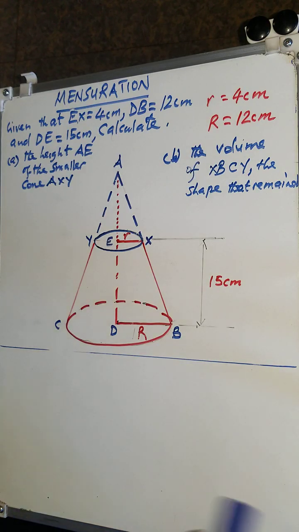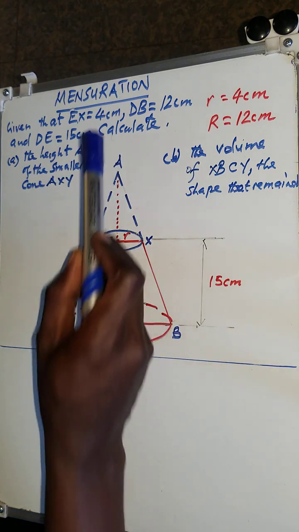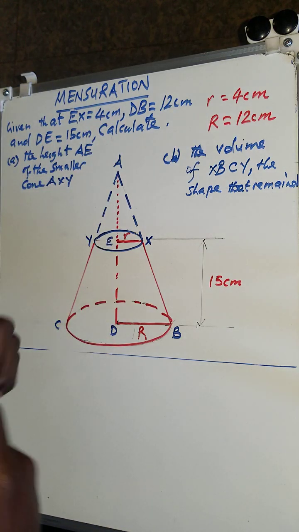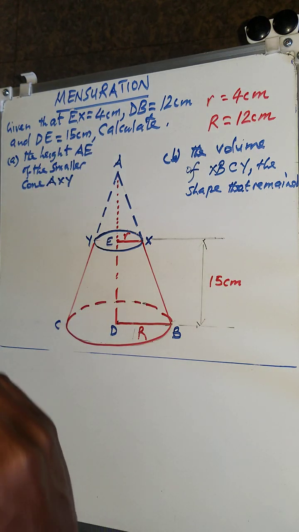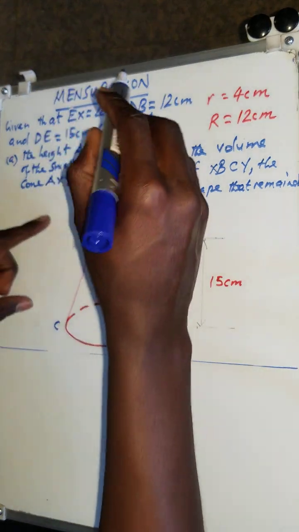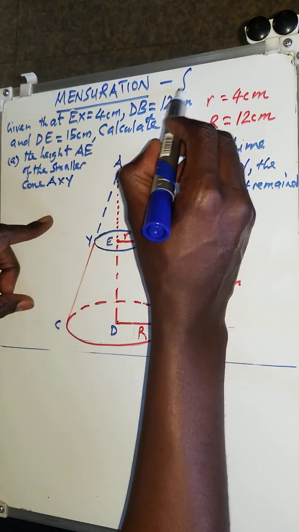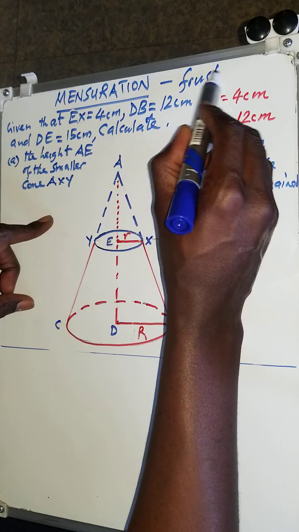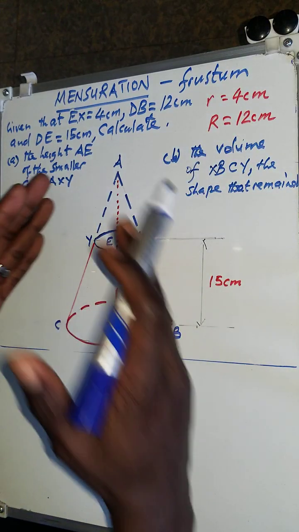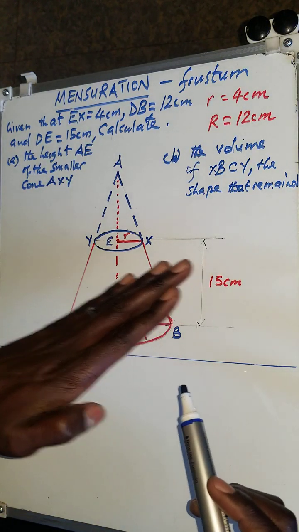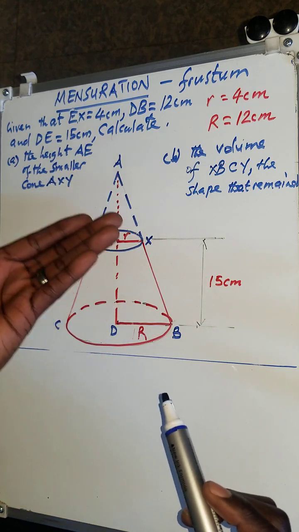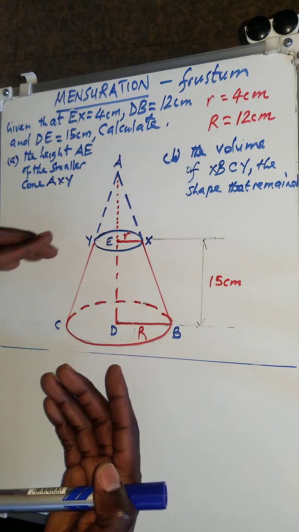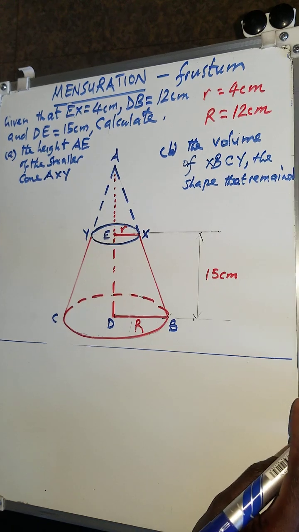So welcome to this segment of mathematics videos as we look at similarity. I'm going to teach you the concept of what we call the frustum. So the frustum, that is what we are going to look at. It's a full cone, but when the cone is cut off, they remove the top part. What remains is what we call the frustum.